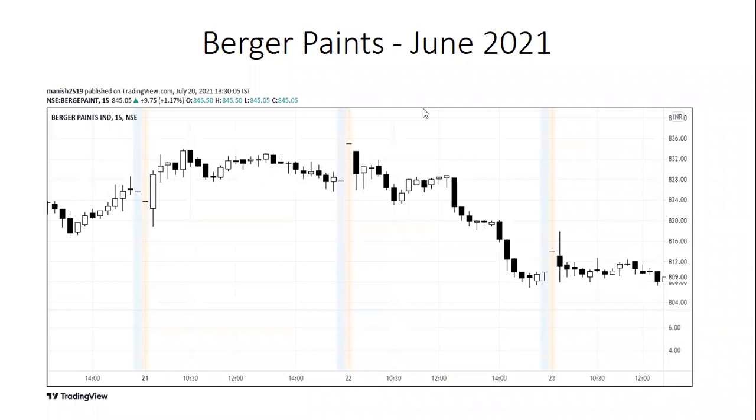Where to enter and where to keep stop loss. Which candle high will we keep as stop loss, and in which candle will we take entry? You can count from here. This is the first candle. Perfect. So if you are counting from the first candle, then 1, 2, 3, 4, yes, the fifth candle we will take entry.